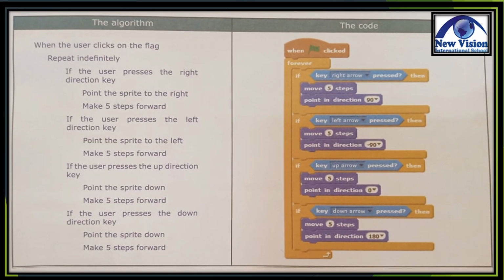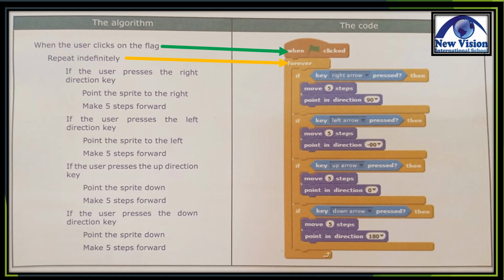Now let me explain to you the algorithm and the code for this project. In the first column, you will see the steps as indicated, and in the second column, you will see the code that we can see in the Scratch program. For the first step, when the user clicks on the flag, it is equivalent to when flag clicked. Next, repeat indefinitely. In the Scratch program, it is equivalent to forever.